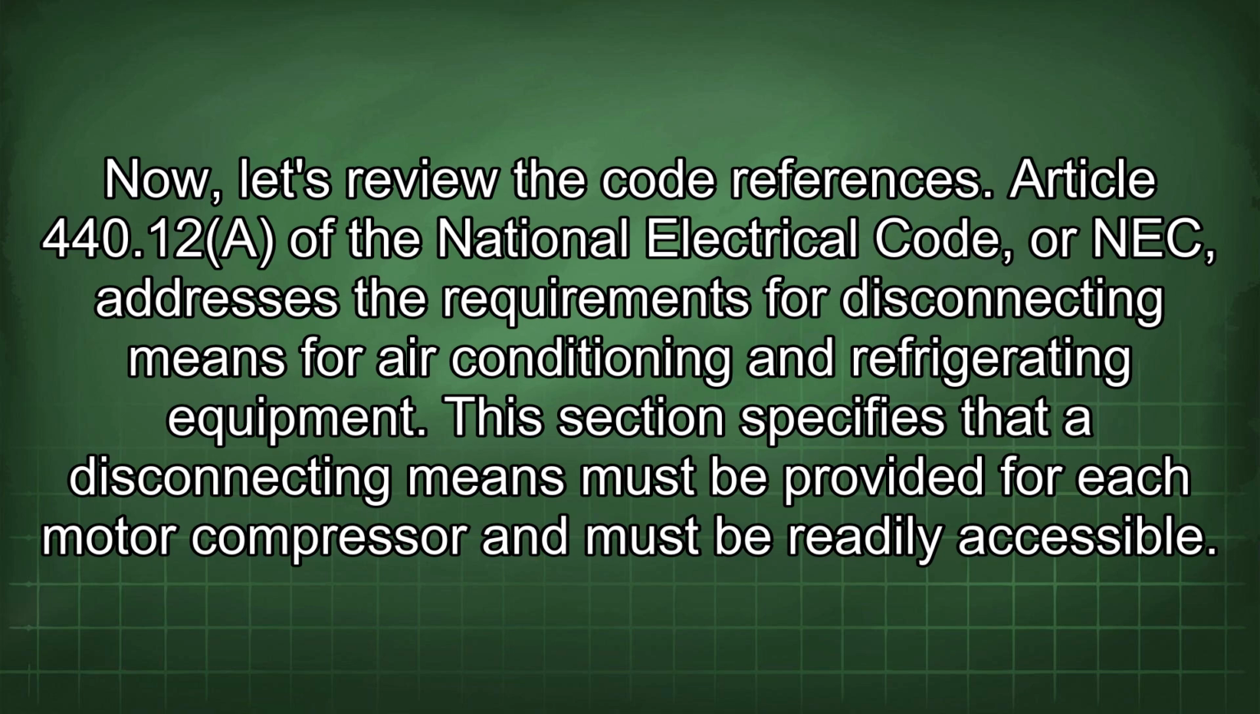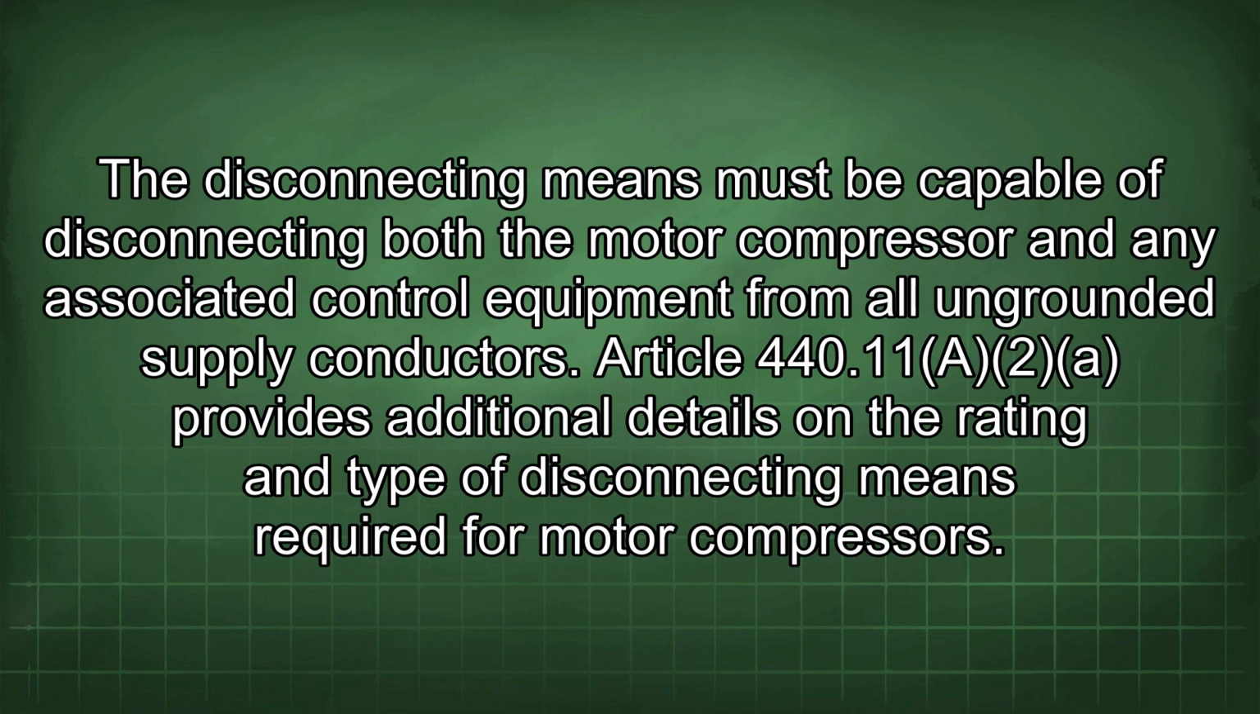Article 440.12 of the National Electrical Code, or NEC, addresses the requirements for disconnecting means for air conditioning and refrigerating equipment. This section specifies that a disconnecting means must be provided for each motor compressor and must be readily accessible. The disconnecting means must be capable of disconnecting both the motor compressor and any associated control equipment from all ungrounded supply conductors.